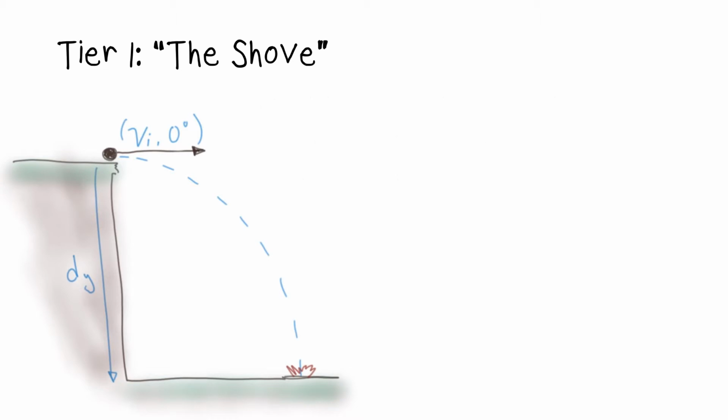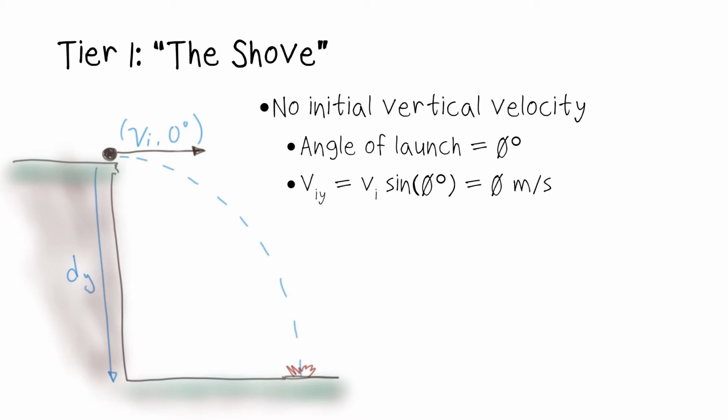So with that disclaimer out of the way, we take a look at Tier 1, the shove. And the shove is just literally that. You're shoving something horizontally, you're kicking it horizontally, you're firing it horizontally, whatever your specific scenario is. The key thing here is that there's no initial vertical velocity. Now that is no initial vertical velocity. The instant it launches, as soon as it's out in the air, gravity is going to be pulling it down. It's going to start acquiring a negative vertical velocity. But at the instant it's launched, and that's a valuable piece of information, it's just going straight out horizontally.